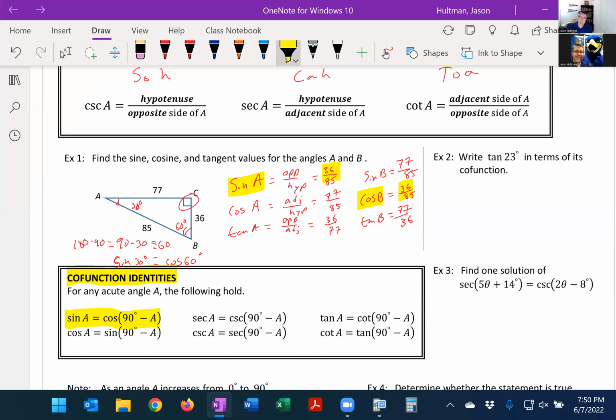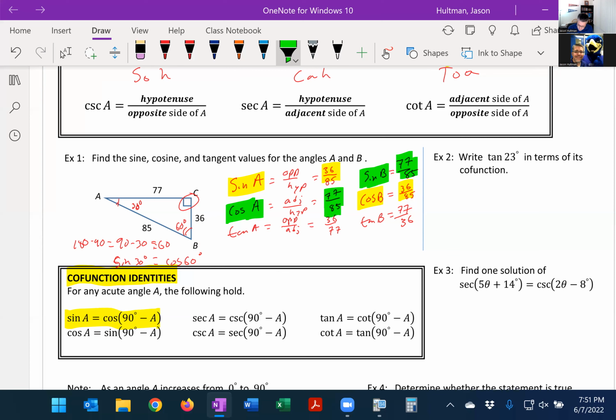So we can look at these relationships and say, if the sine of an angle is the cosine of its complement, and vice versa, the cosine of an angle is the sine of its complement. Okay, sine of an angle is the cosine of the complement, and the cosine of the angle is the sine of the complement. We want to write 23 degrees in terms of its cofunction, tangent.